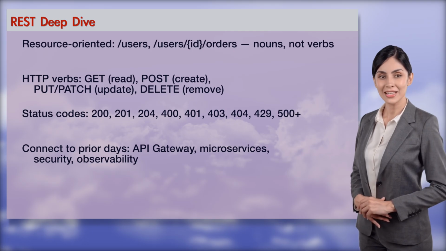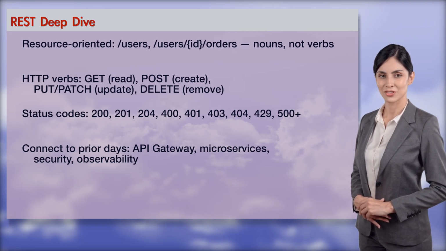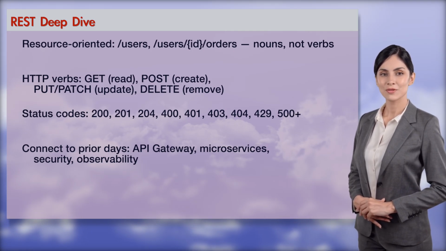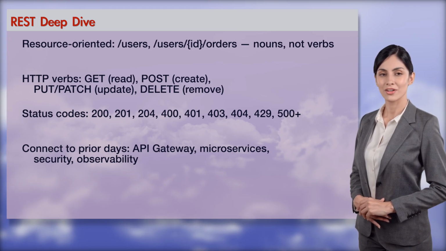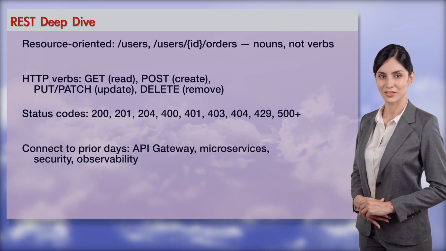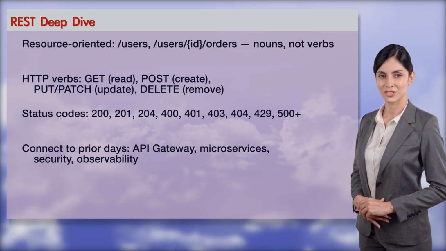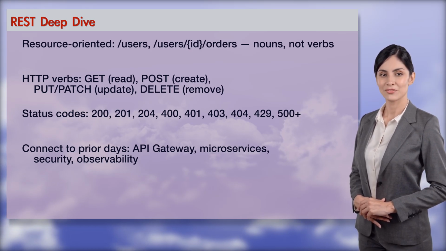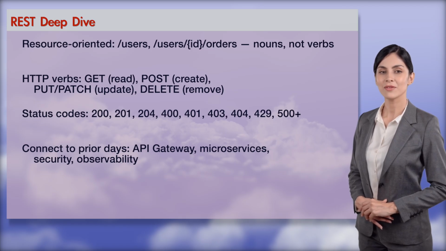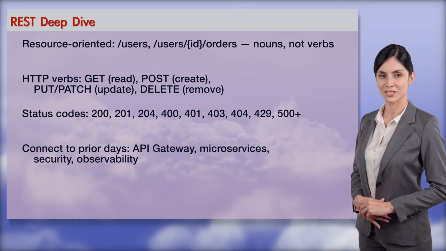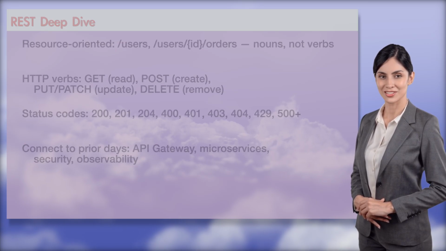HATEOAS, or hypermedia as the engine of application state, embeds links in responses so clients discover next actions dynamically. Strengths include excellent caching support via ETag and Cache-Control headers, and statelessness for horizontal scaling. Finally, REST boasts an extremely mature ecosystem of tools, proxies, and standards.